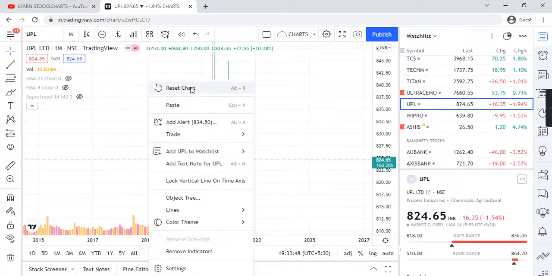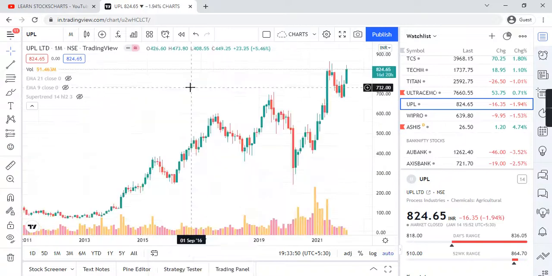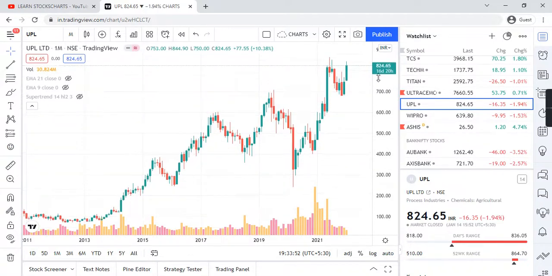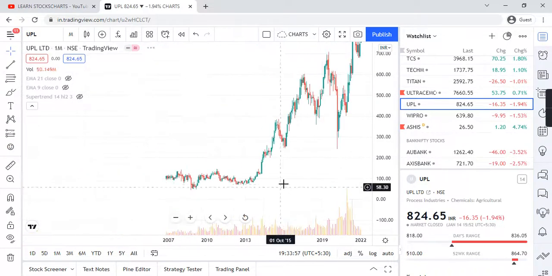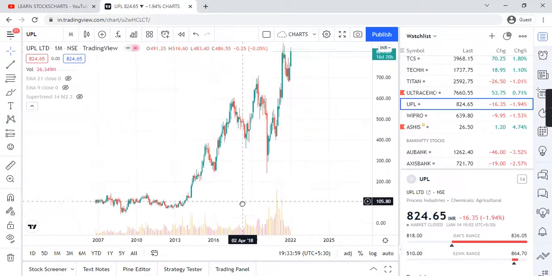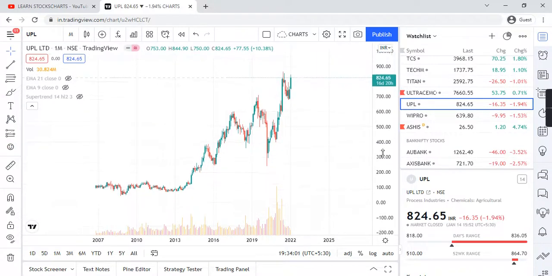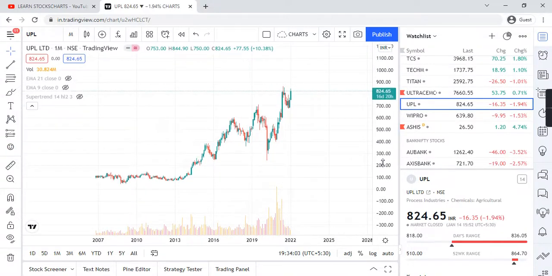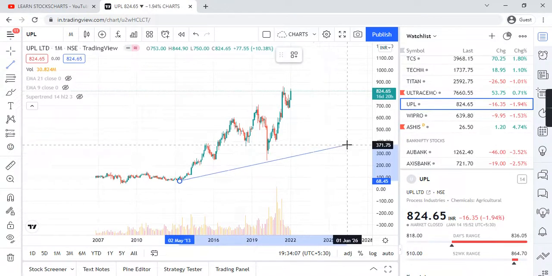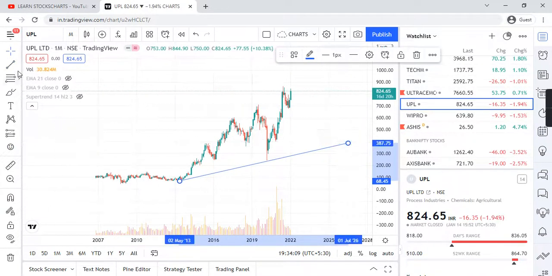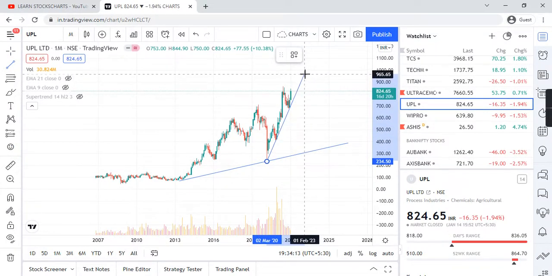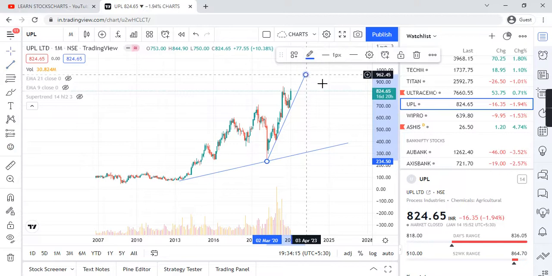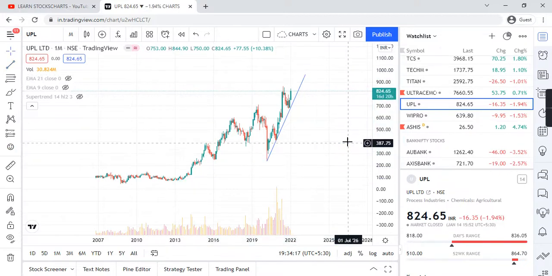I try to give you the support and resistance, trend lines, if any chart pattern is there, and along with that if any price action will work on it. It started in 2007, and as per the analysis, this is the chart for UPL. This is one trend line, this one is the second trend line, and this might work. Let me nullify this one.